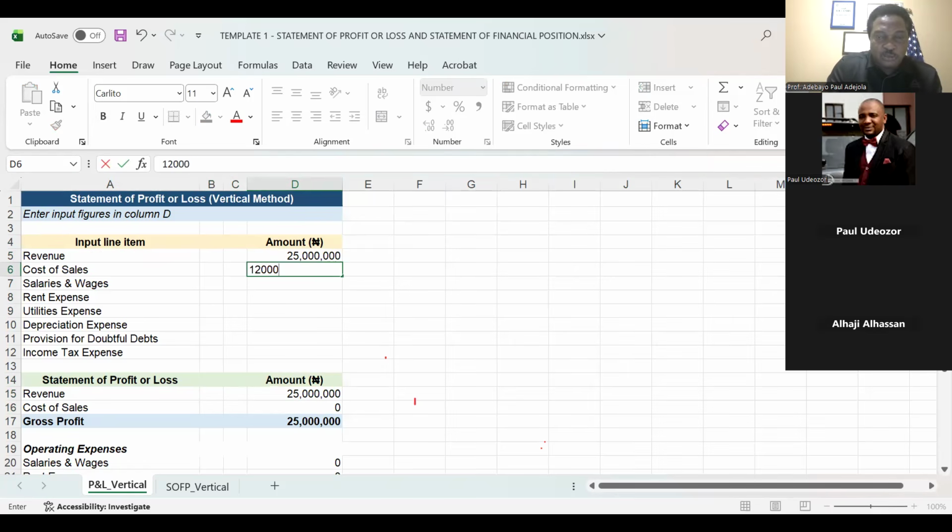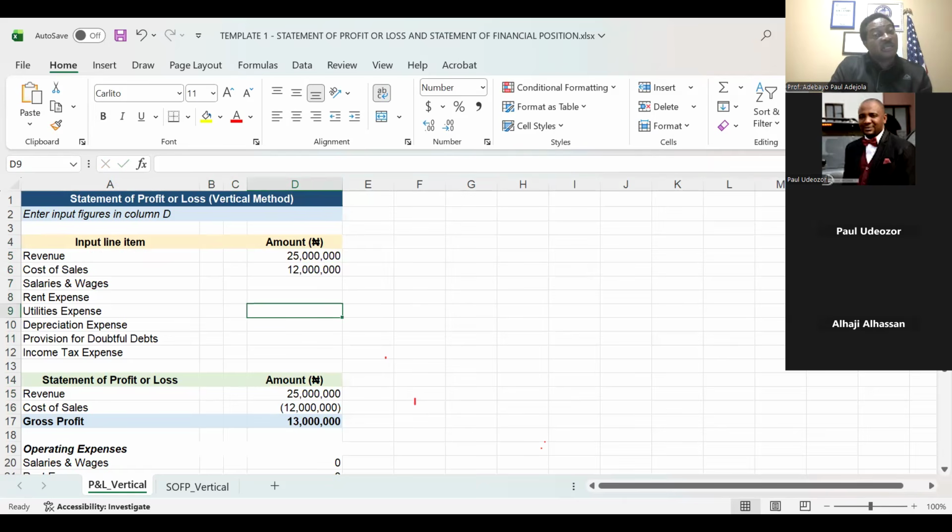12 million. I put 12 million, enter. See something? Already we have our gross profit. And this is the format I have said you should have a mental picture of, how the statement of profit or loss looks like. The next thing, I'm just typing only the figures from our trial balance.